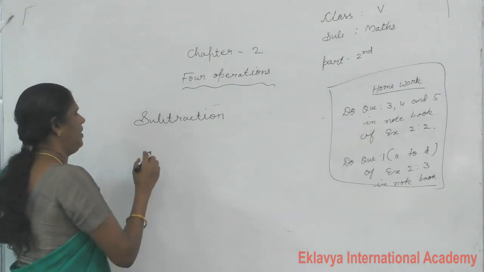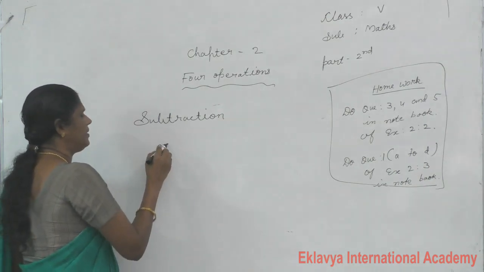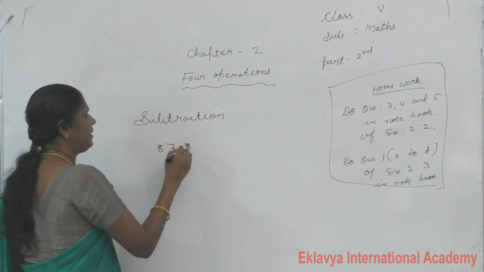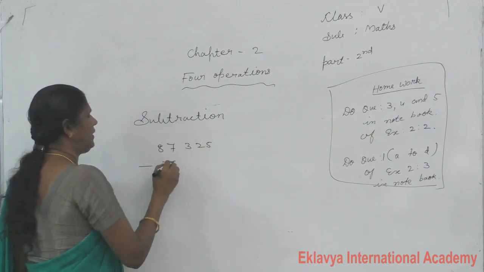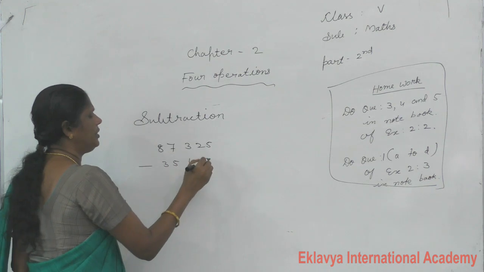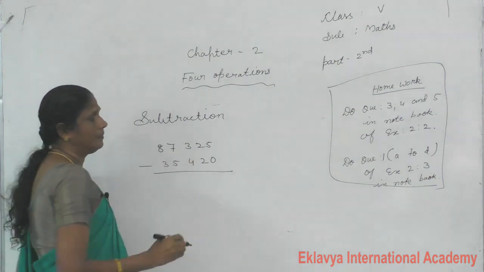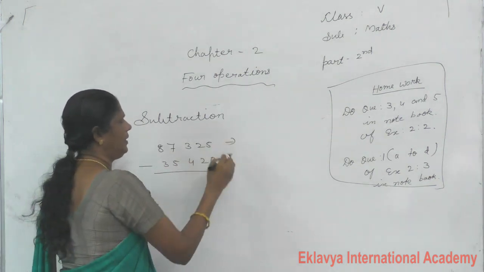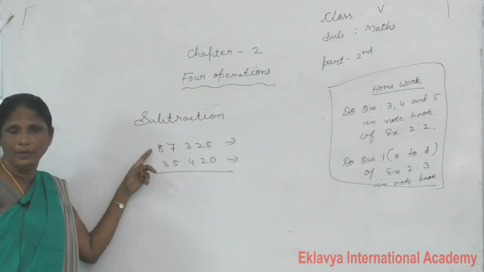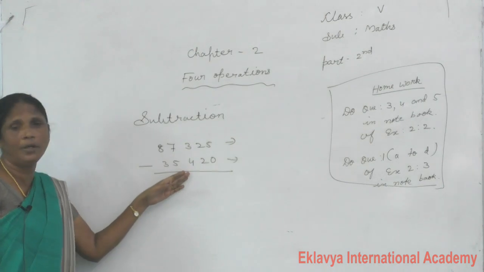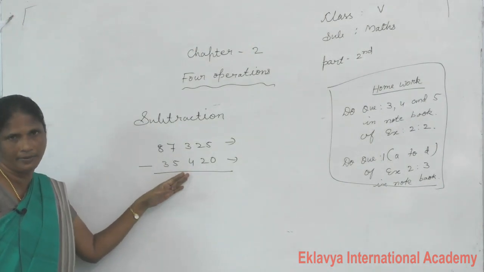Then 87,325 minus 35,420. Here the bigger number is called minuend, the smaller number is called subtrahend.